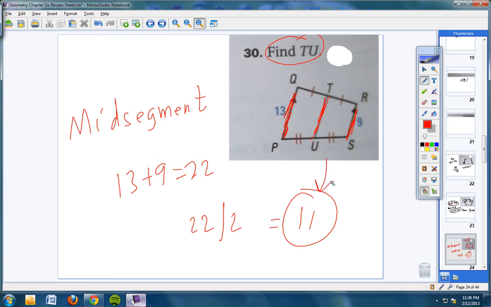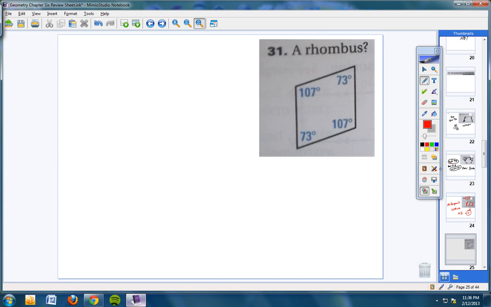All right, let's continue on to number 31. On number 31, they want to know, is this a rhombus? Well, students, I'm going to tell you something right now. I can take this object right here and stretch it out and make it like this.